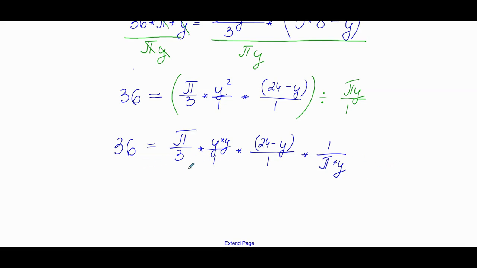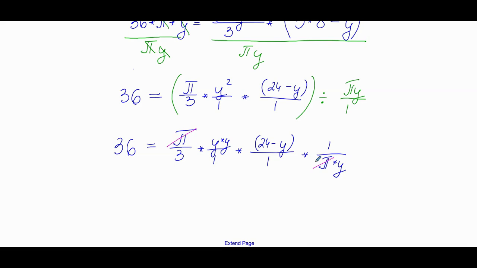So how do I multiply a fraction by a fraction? Well, we multiply top by top, and then bottom by bottom. Now, before we run off to do that, we can see that this pi and this pi will simplify out. How come? Because pi divided by pi is 1.